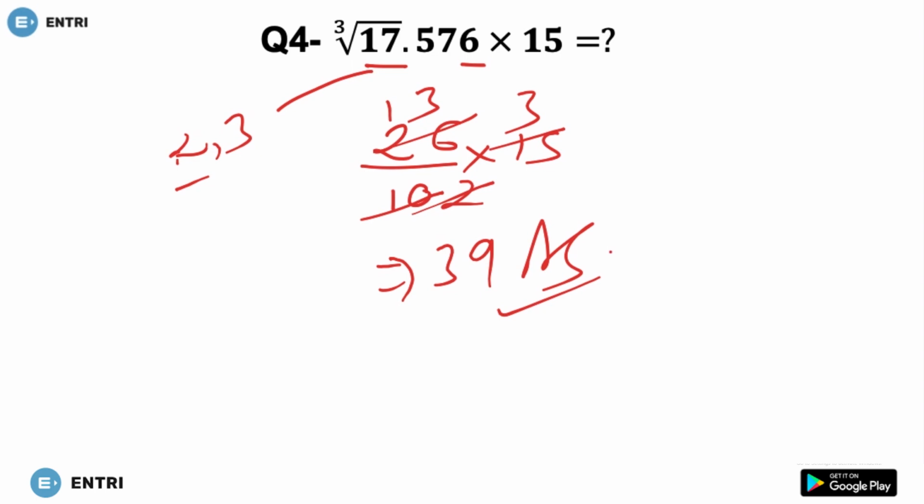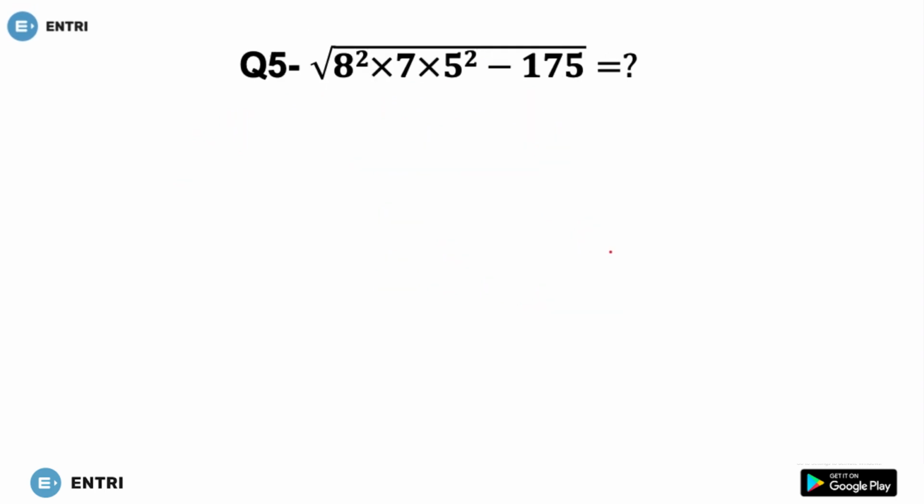So this is the easiest method by which you can get selected in the exam without taking any time. So you are going to get selected in the first attempt itself. Let's go to the next question. The next question is what? The next question is root of 8 square cross 7 cross 5 square minus 175.